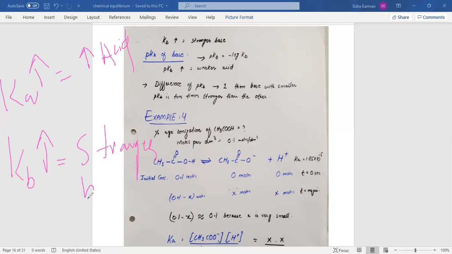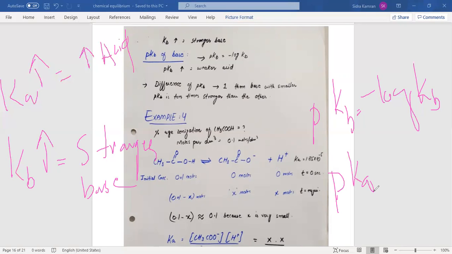But it is opposite for pKb. pKb is the negative log of Kb. In the same way, pH, pOH, pKw, pKa, the negative log of all these are opposite. If the value of pKb is high, then the base is weaker. If the pKa value is lesser, then the acid is stronger.